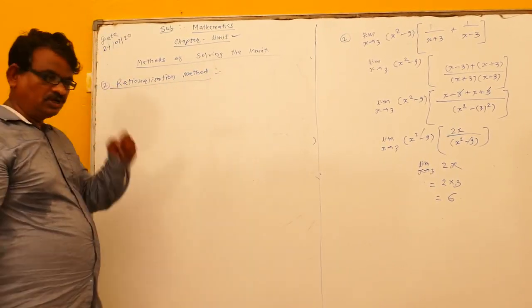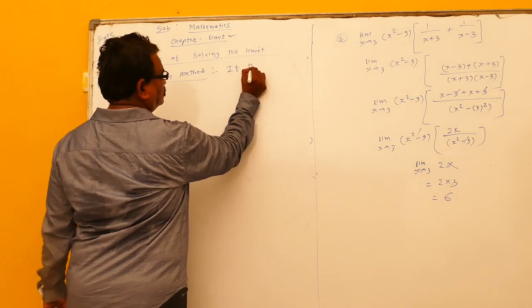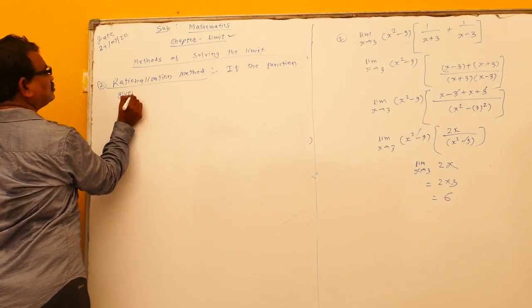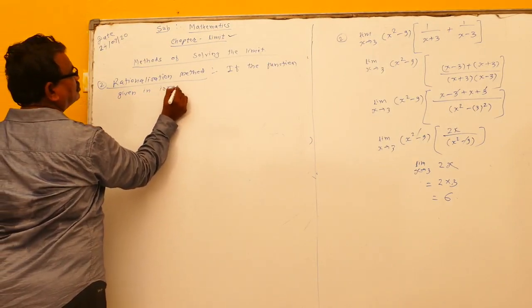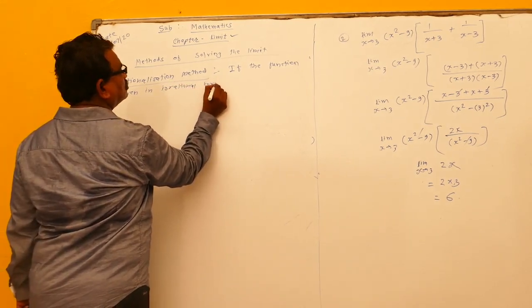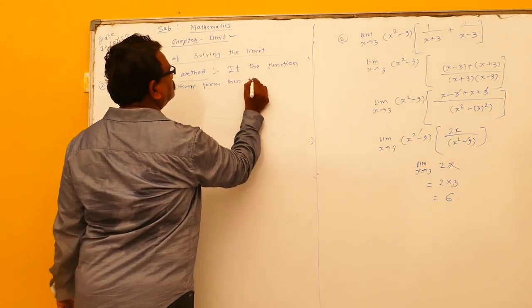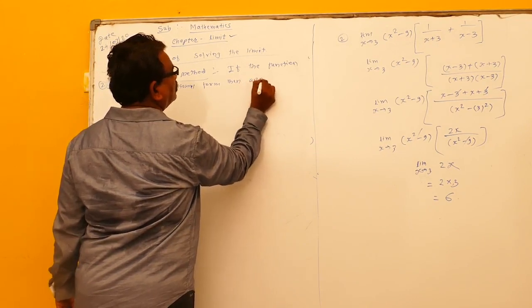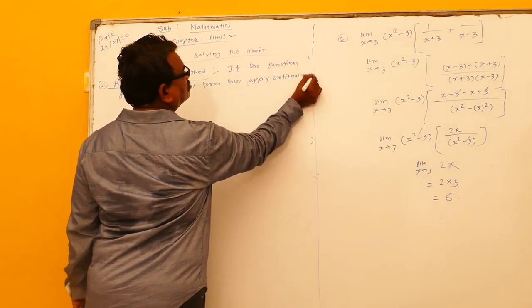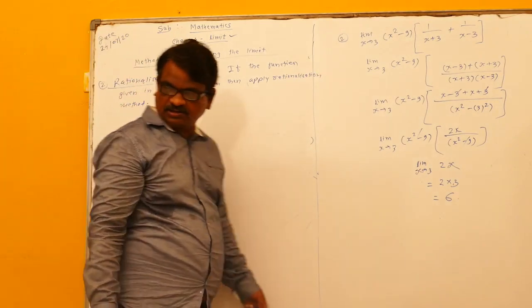In this method, if the function is given in irrational form, then apply the rationalization method. For understanding, we will take an example.